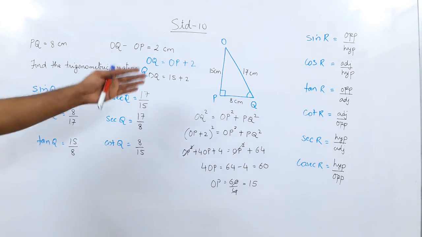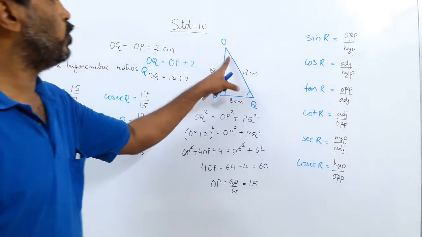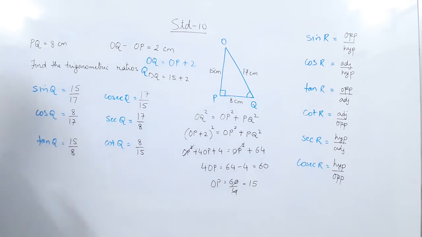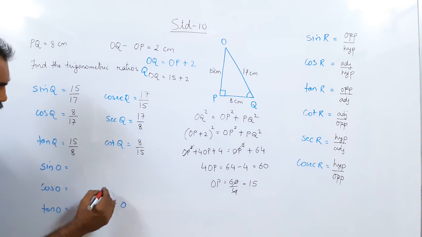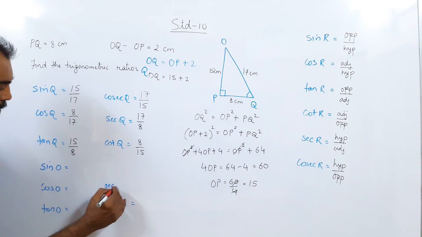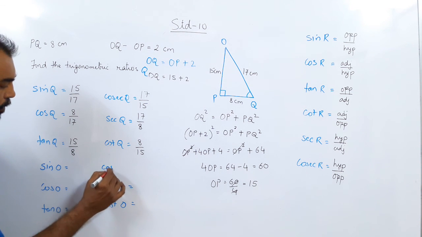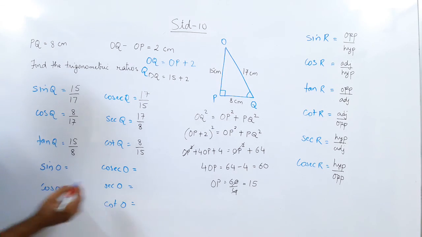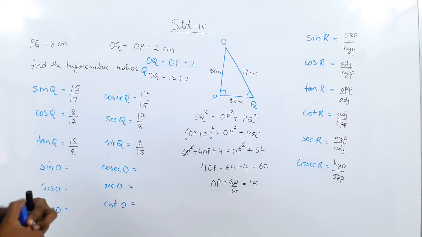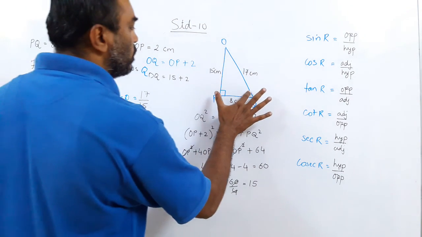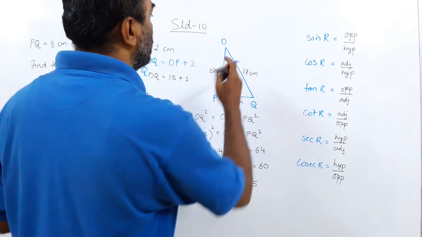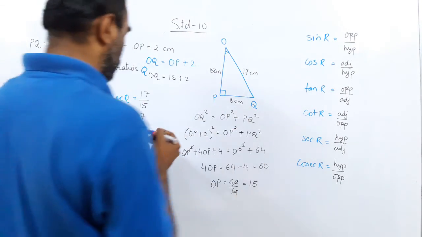Now since we have done Q, let us find with respect to O also. Let us do that also, so we can finish all the ratios: sin O, cos O, tan O, cot O, sec O, and cosec O. So I am finding for both. The sum may not ask you both, but I am finding for both. This time I am going to take the angle O.